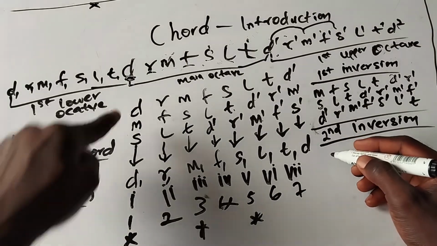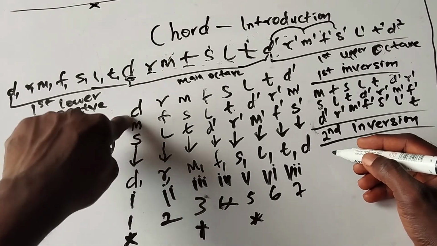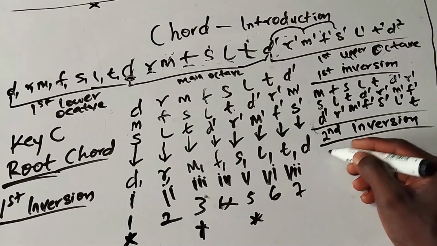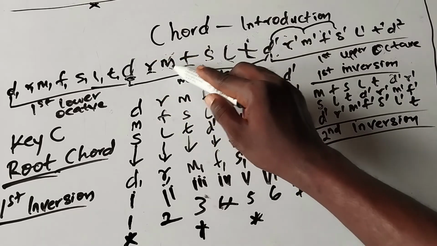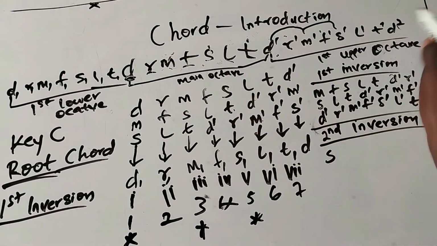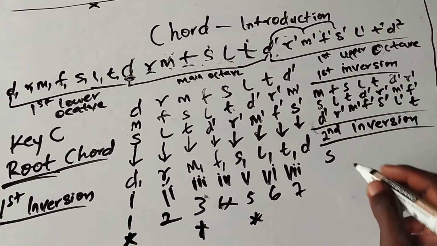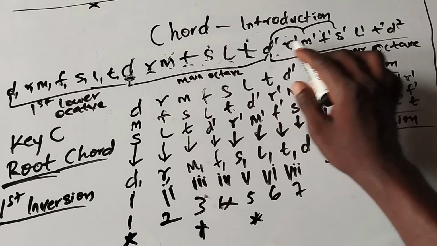So the second inversion, instead of playing do, mi, so, you leave this do, mi, so. Now pick the so, which is this one: so, do, mi, so. Leave this do and mi, pick the do and mi from the upper one or from the lower one, but normally it is up, so it will now be so, do, and mi.